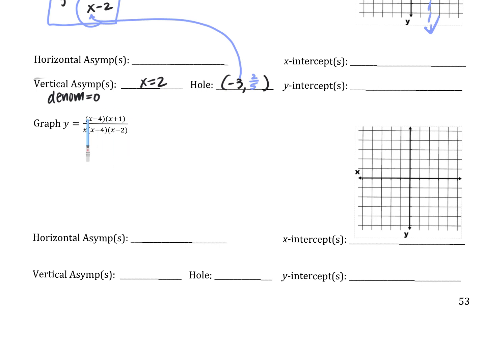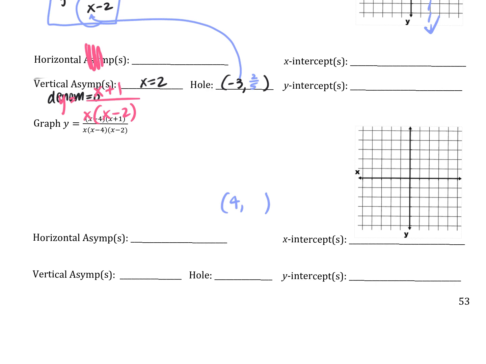On this one, I already factored it. You agree we've got a hole at what x value? 4. Agreed. I've got a hole at 4, something. And then I'm like this. Bye. You're gone forever. And I'm going to write what's left: x plus 1 over an x times an x minus 2.